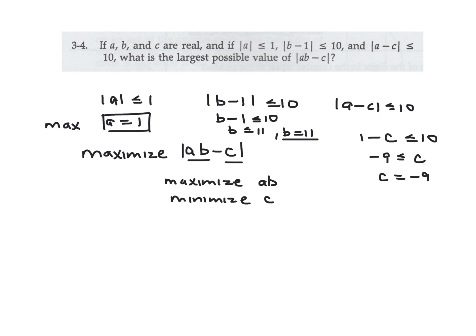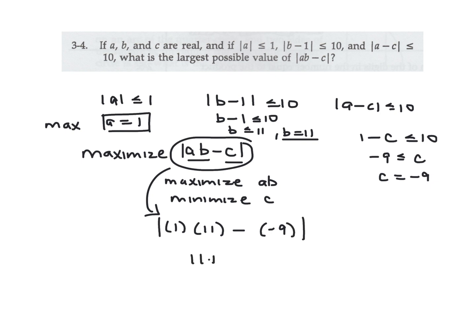So therefore, we take 1 for the value of A, 11 for the value of B, and then subtract from it the negative 9. And then let's see what we get. So we get 11 plus 9, and that's 20. So 20 is the answer to that question.